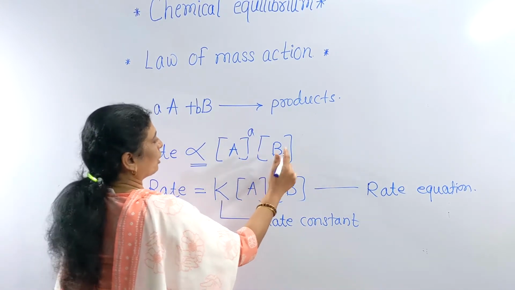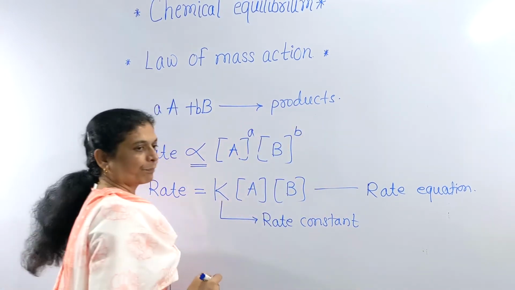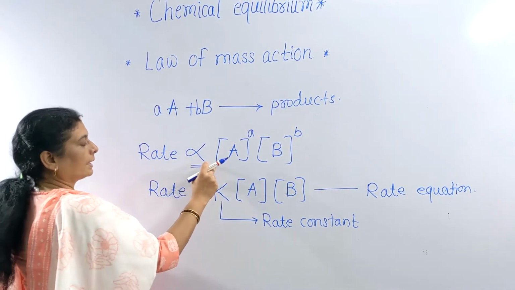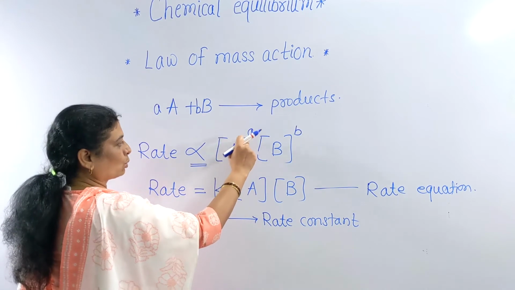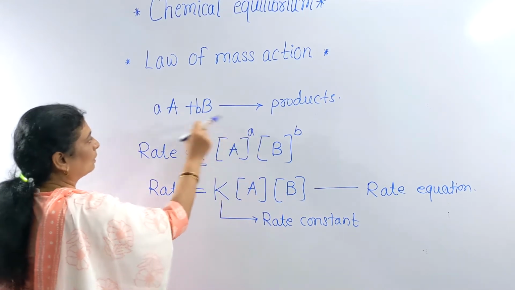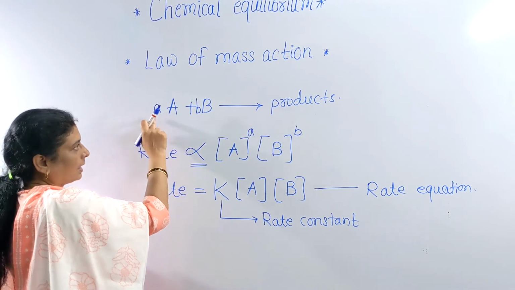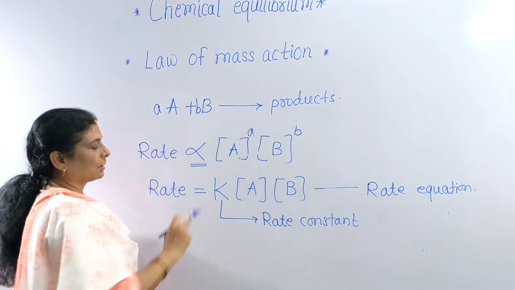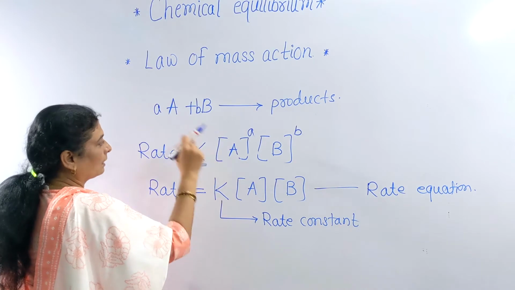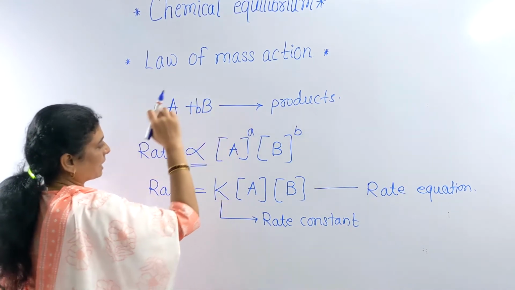into concentration of B raised to B. That is, here concentration of reactants raised to the power which is equal to the stoichiometric coefficient of these reactants in this balanced chemical equation. And so you can say that here this is the balanced chemical reaction.